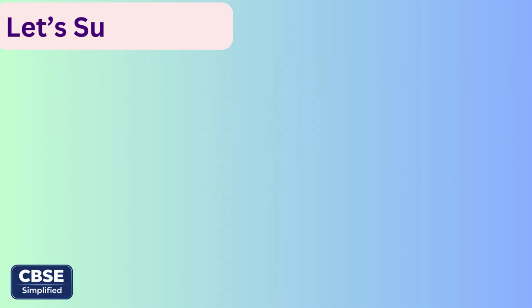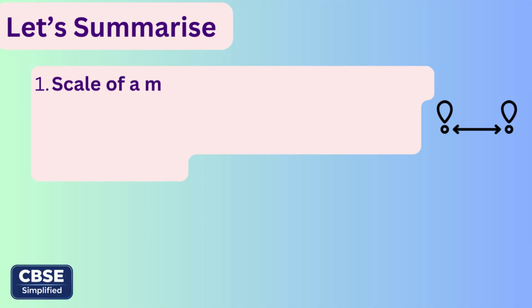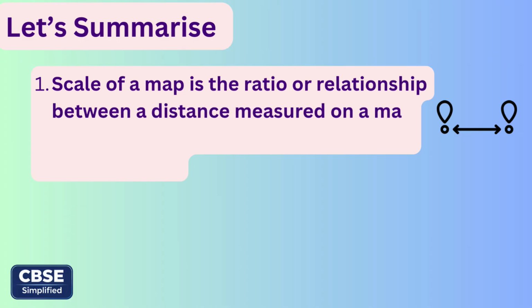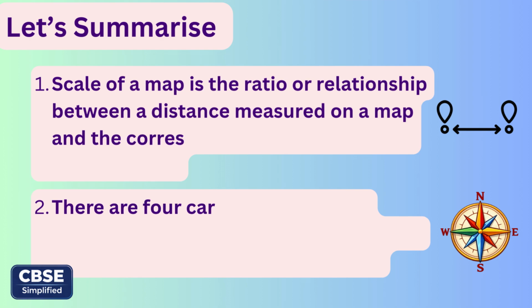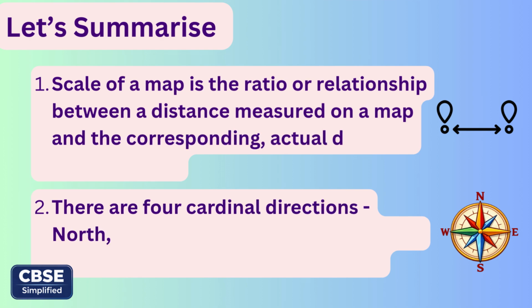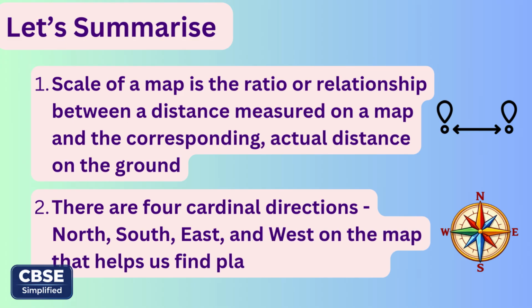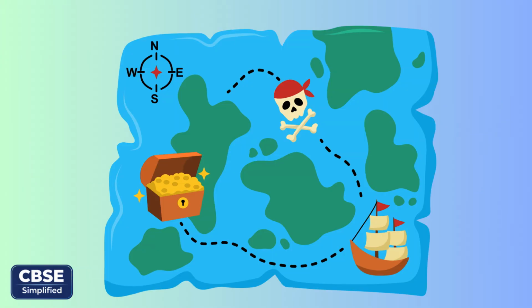Let us now summarize what we have learned in this video. Scale of a map is the ratio or relationship between a distance measured on a map and the corresponding actual distance on the ground. There are 4 cardinal directions: north, south, east, and west on the map that helps us find places using map. In the next video, we will learn about symbols on map.